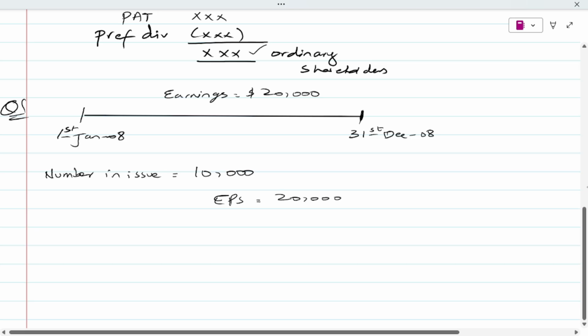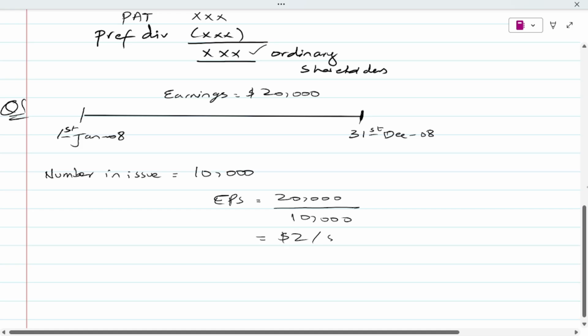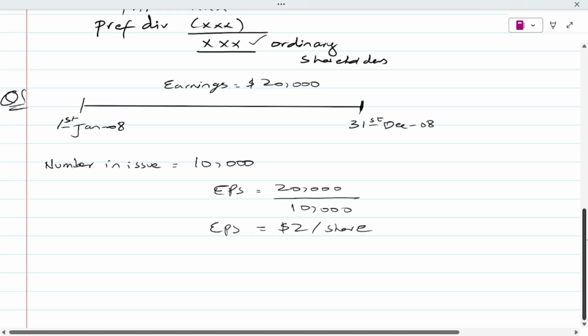The profit after tax. This is a very simple question, so you don't have any preference dividends, right? And then divided by the total number of shares in issue, which are 10,000. So therefore my EPS is going to be $2 per share, right? So this is my EPS. So first question, very simple one, very basic to start with.